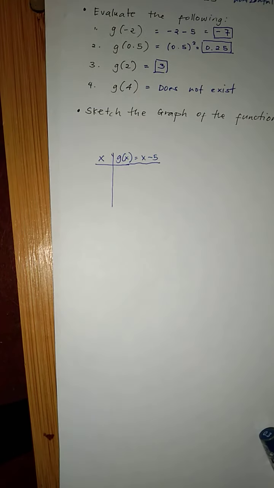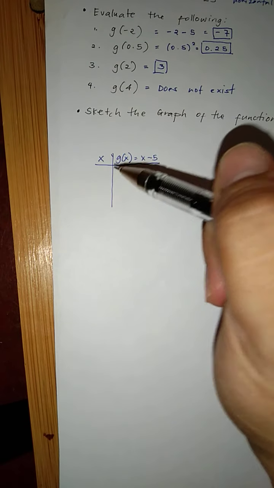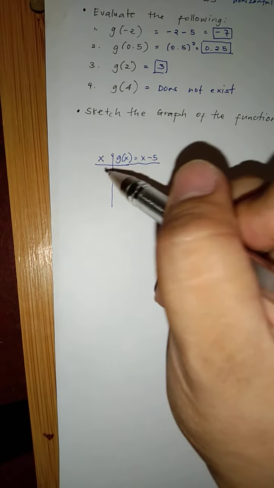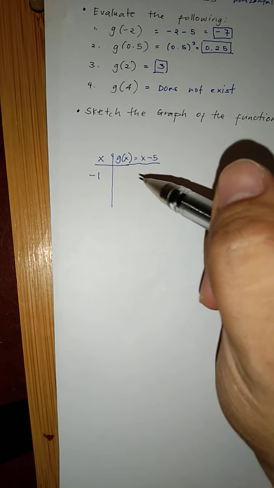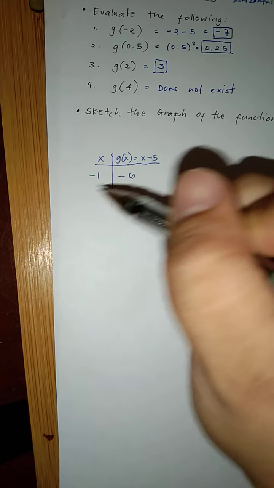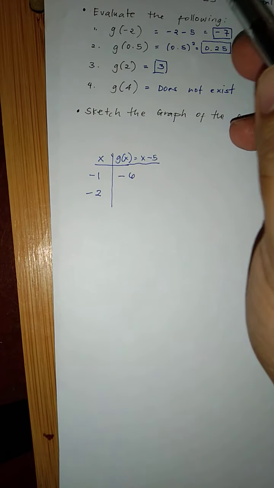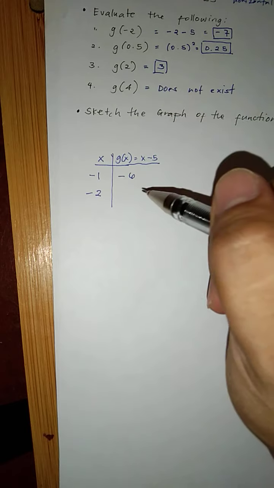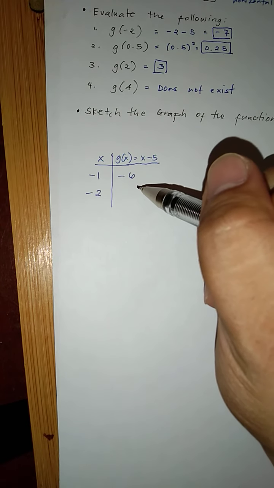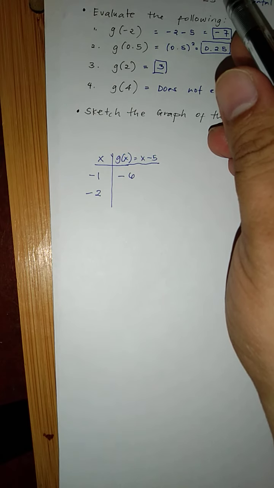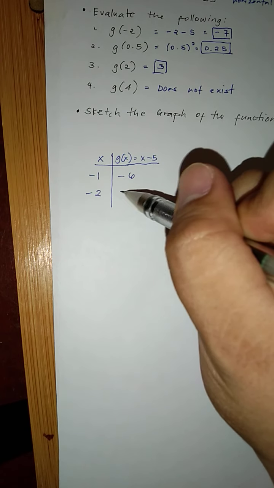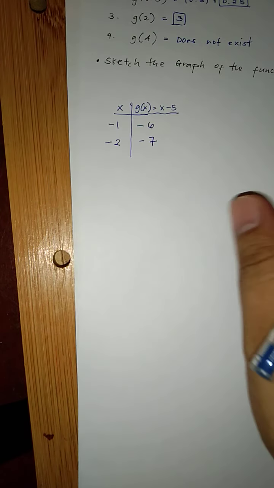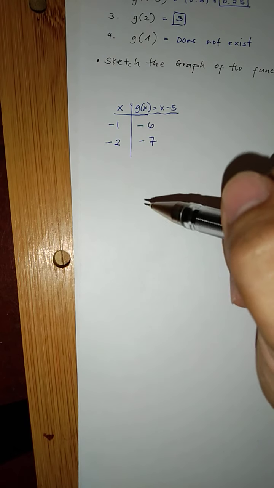Since the boundary is negative 1, we will use negative 1. Negative 1 minus 5 is negative 6. Then we'll try negative 2, so we'll input values that are less than negative 1. We just used negative 1 for our boundary point. So this one is negative 2 minus 5, which is negative 7. Next, we proceed with the parabola, or y equals x squared.